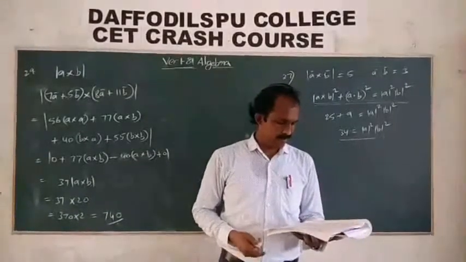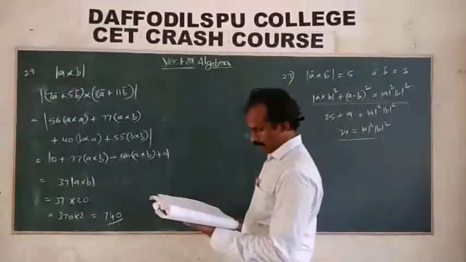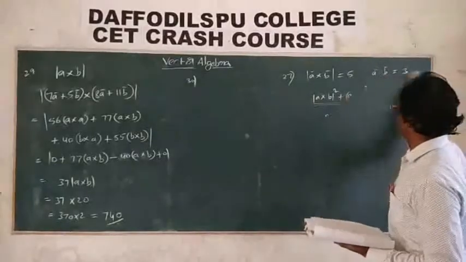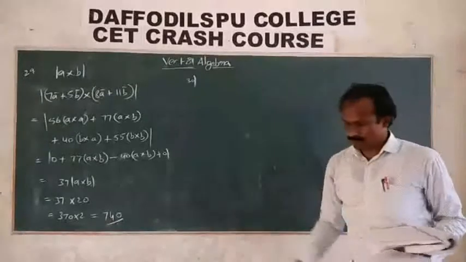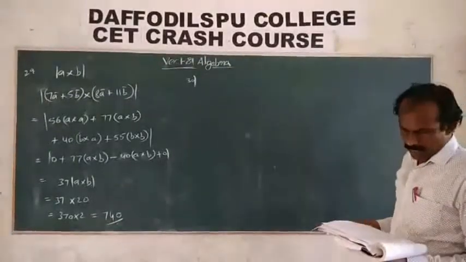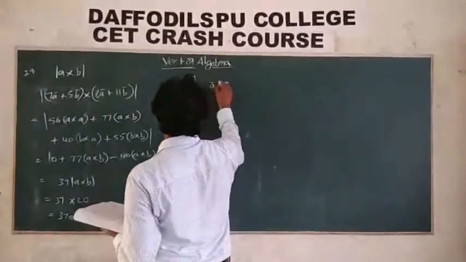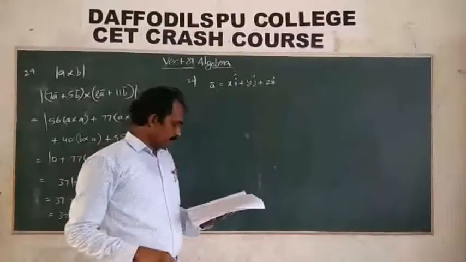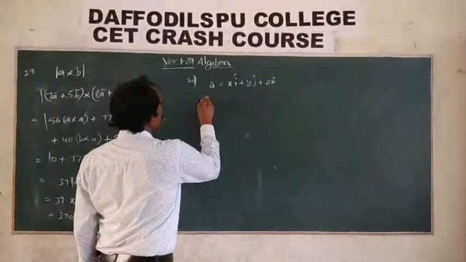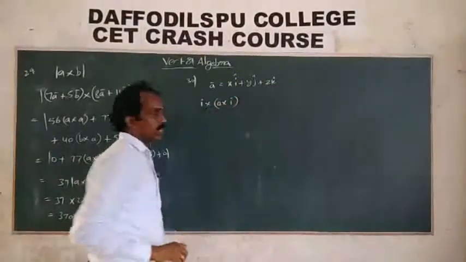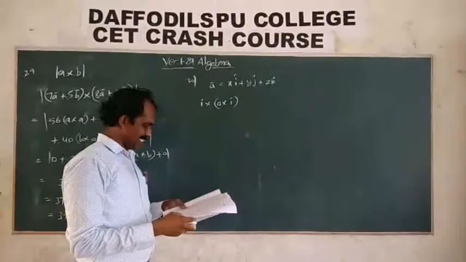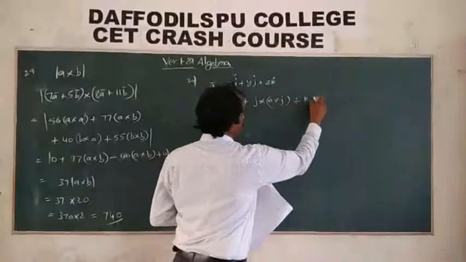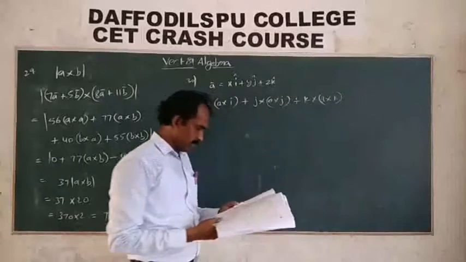Next, problem 30. For any vector a bar, find I cross (a cross I) plus j cross (a cross j) plus k cross (a cross k). What is the value? Let a bar be equal to xi plus yj plus zk caps. First of all, find I cross (a cross I).